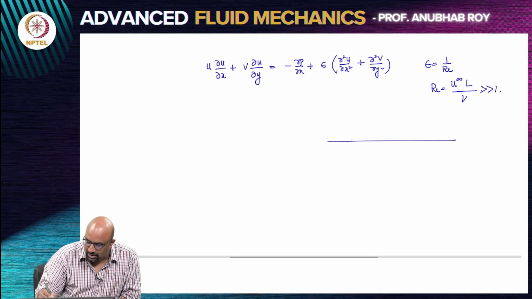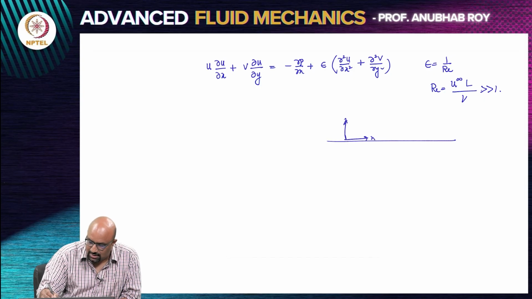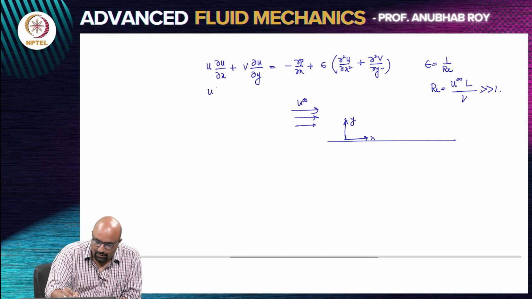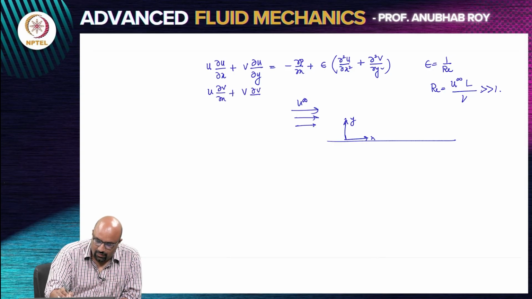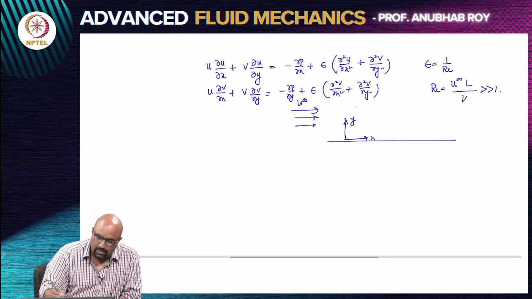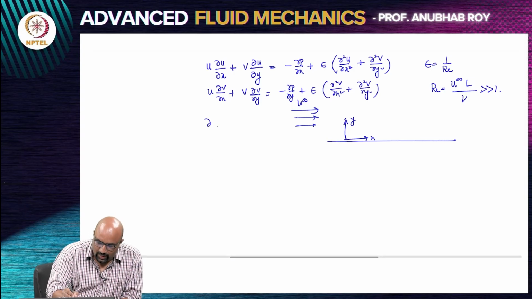So I have an object like this, this is x, this is y, there is a u infinity that is incident on the problem. I'll have u ∂v/∂x plus v ∂v/∂y equals minus ∂p/∂y plus epsilon times (∂²v/∂x² plus ∂²v/∂y²). And there is a third equation, which is ∂u/∂x plus ∂v/∂y is equal to 0.